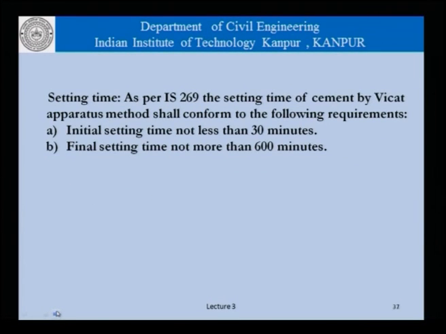Now, as far as the Indian standards are concerned, the setting time of cement by Vicat apparatus needs to conform to the following requirements. The initial setting time should not be less than 30 minutes, and that enables the concrete to be transported and placed, and the final setting time should not be more than 600 minutes, that is 10 hours. And that means that beyond 10 hours, we would expect the concrete to have at least reached a certain level of setting.